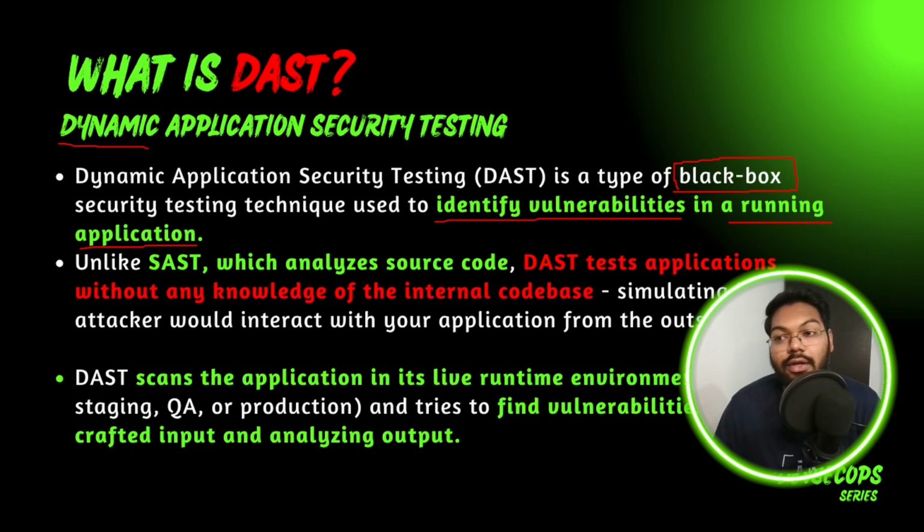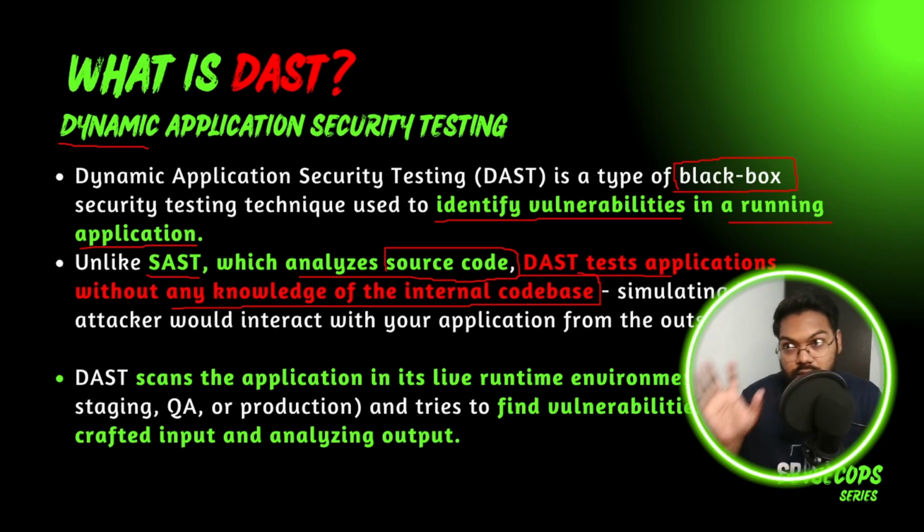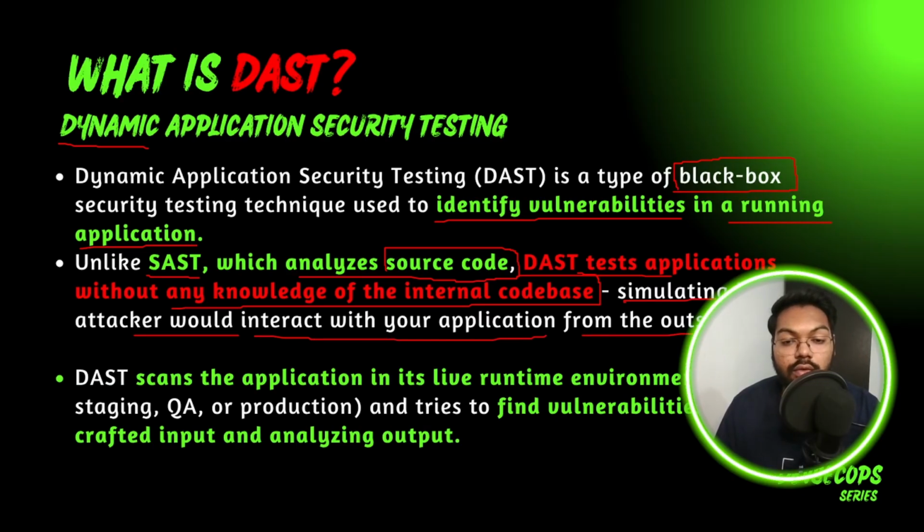It is not in a stopped state. We are not looking at the code. We are only going to attack the application directly. So, unlike SAST, which analyzes the source code, DAST tests the application without any knowledge of the internal code base. Even if you cannot see the code, you can directly run different kinds of attacks. You can simulate how an attacker would interact with your application from the outside.